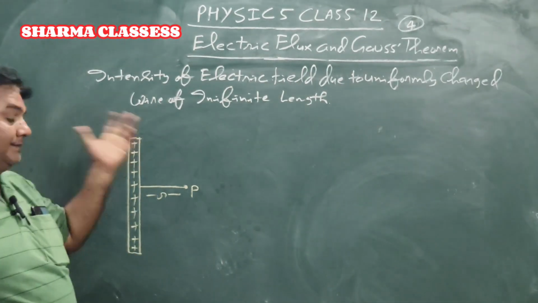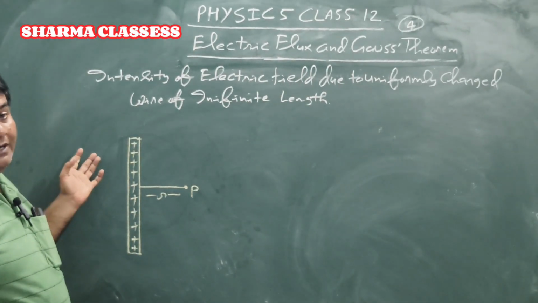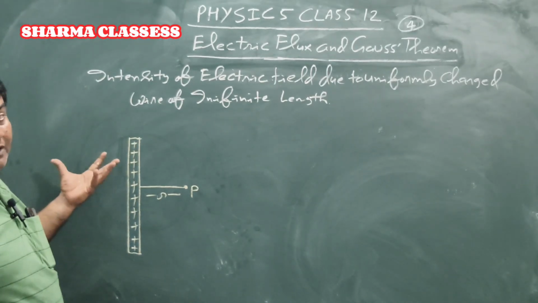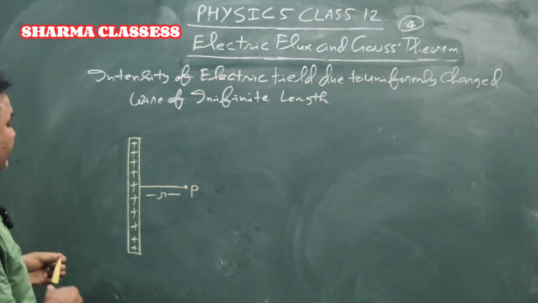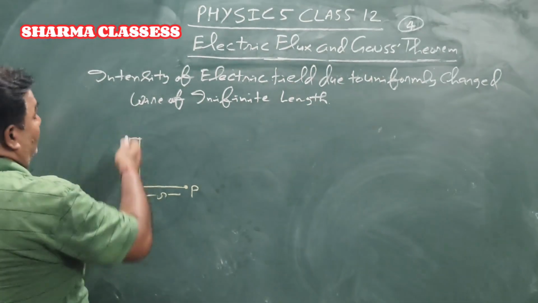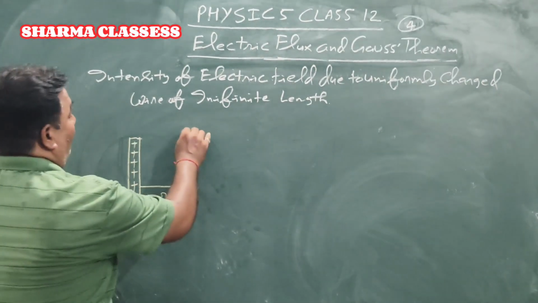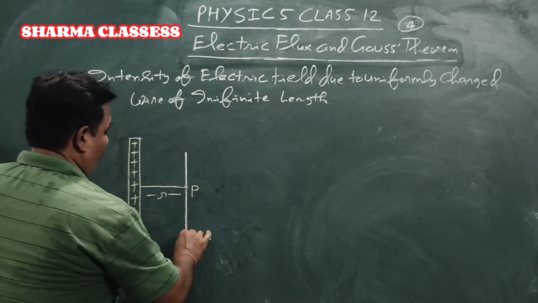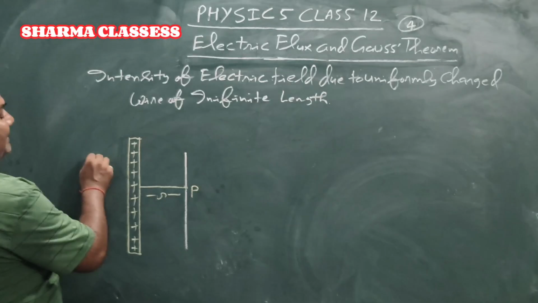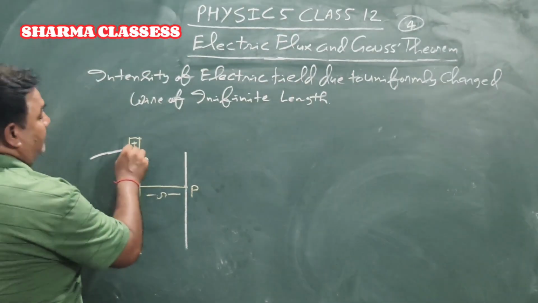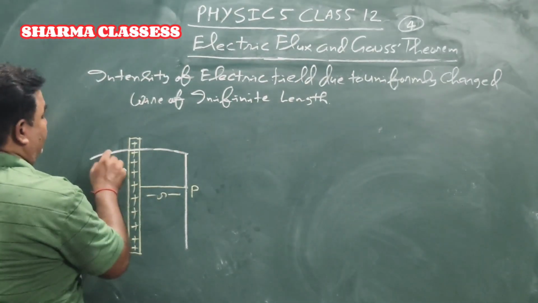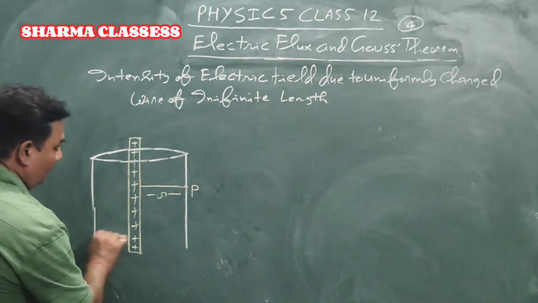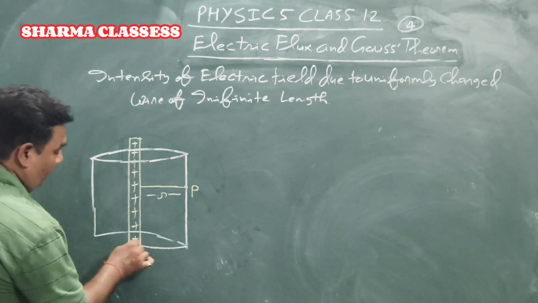But since the length of this wire is infinite, we don't draw a spherical surface, because due to the infinite length, when we draw a spherical surface, the length is not totally covered. That is why we suppose this wire as an axis and draw a cylindrical surface. Some length is covered. Infinite length we don't cover, but some length is covered. This is a cylindrical surface having length L and radius r passing through point P. This is called the Gaussian surface.